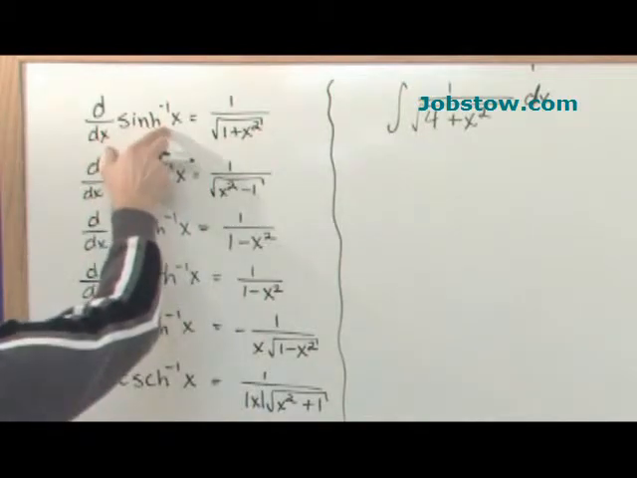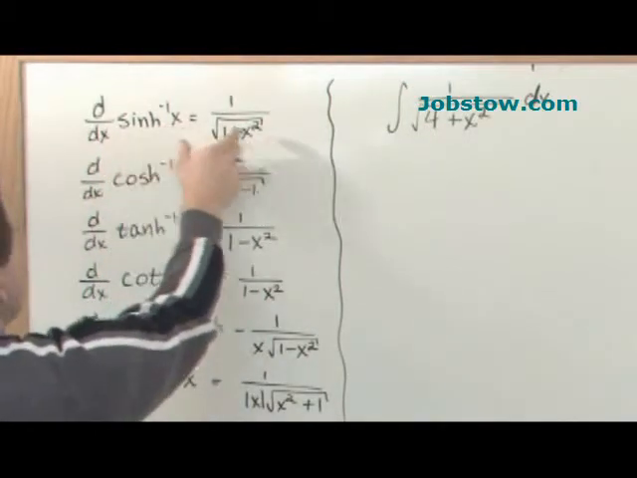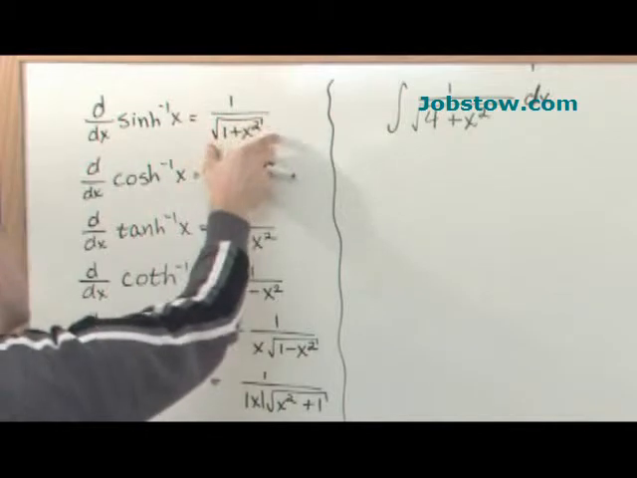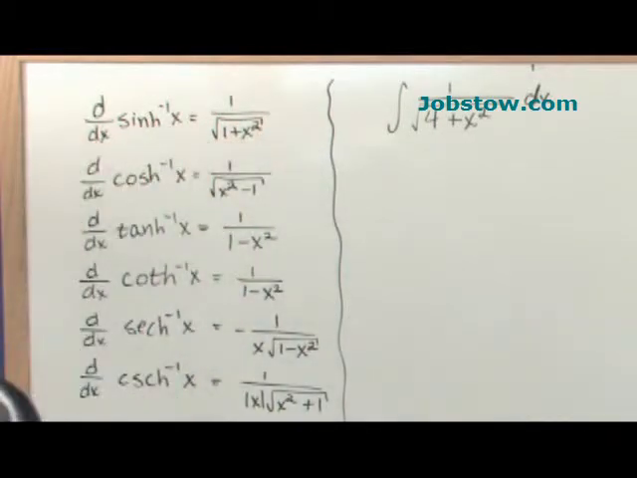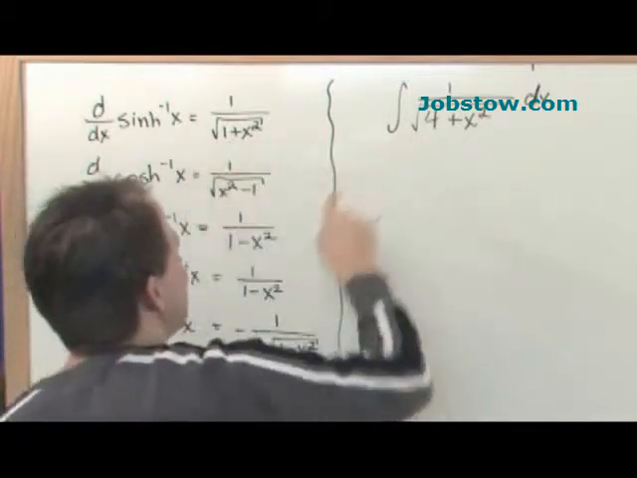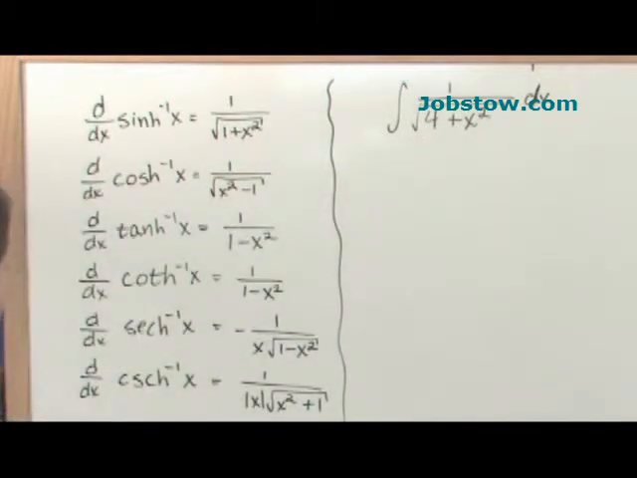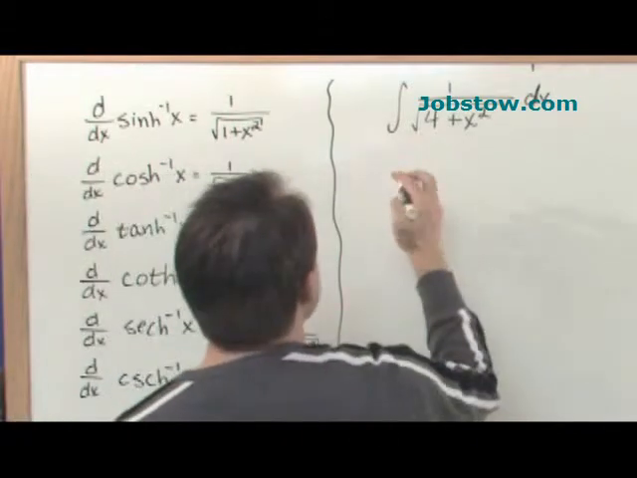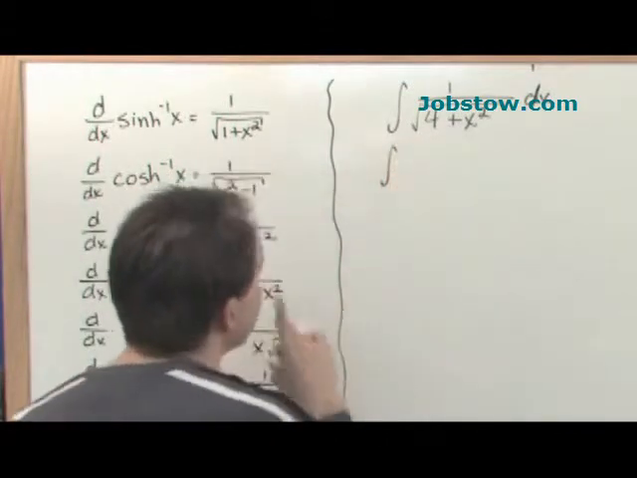The derivative of inverse hyperbolic sine is equal to this, so we know the integral of this quantity is equal to inverse hyperbolic sine, but it doesn't quite match. You see, this doesn't look exactly like that. So the trick is going to be to see if we can make it somehow look the right way. The first thing we want to do is see if we can get this 4 out.